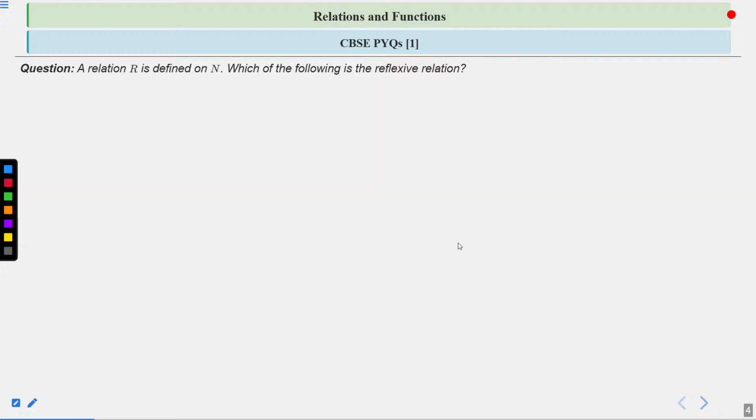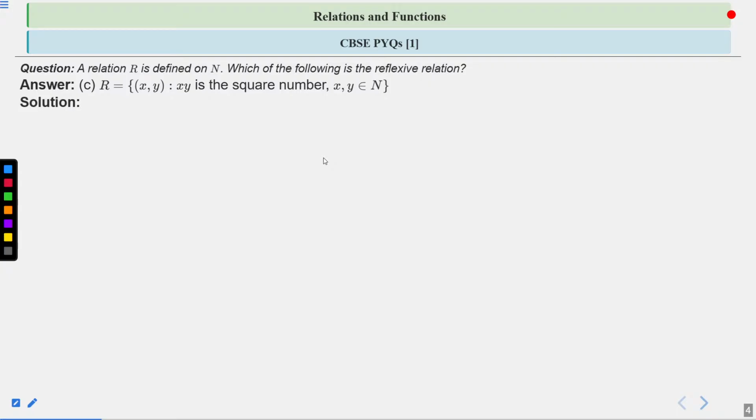The question was a relation R defined on N. You must see that the relation is defined on the natural numbers N. Which of the following is the reflexive relation? So the answer is C, very good. Answer is C, which is the relation R equal to (x, y) such that xy is a square number, and x, y should belong to the natural numbers. Let's see.